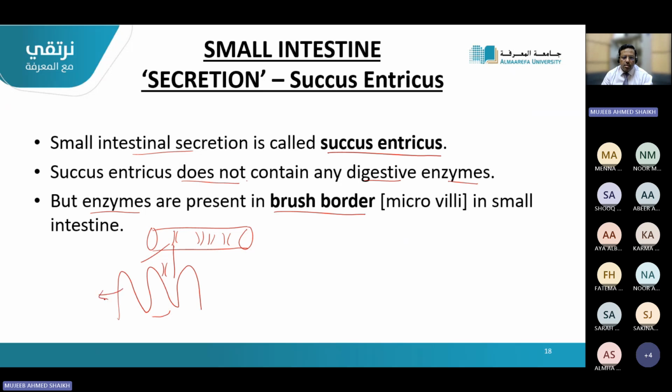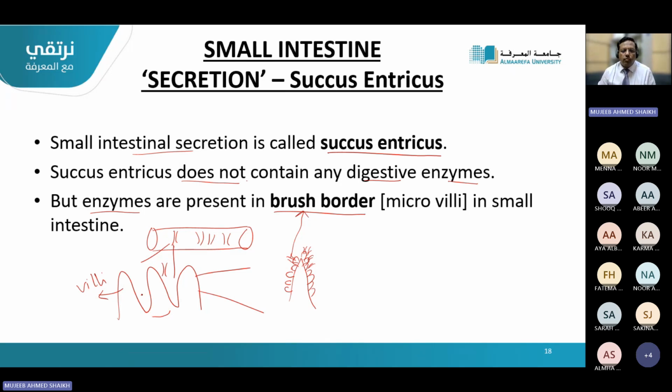These are called villi. If you take a magnification of this villus, you will find that on one villus there are epithelial cells. And on these epithelial cells, you will see fibers. These are called microvilli. Microvilli are present on the epithelial cells, and they are making the brush border.